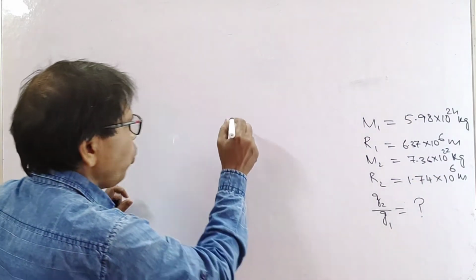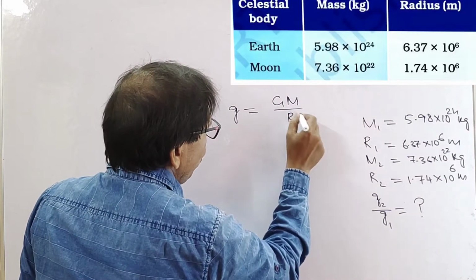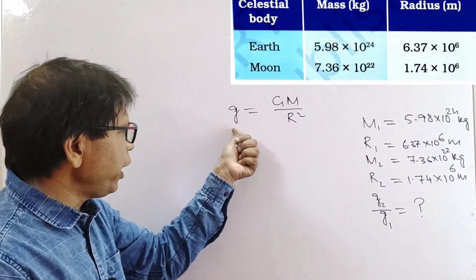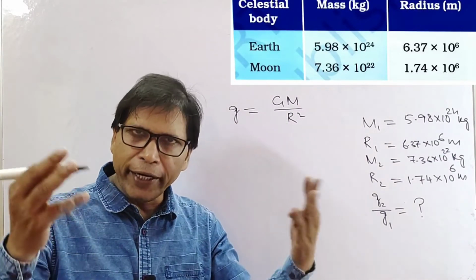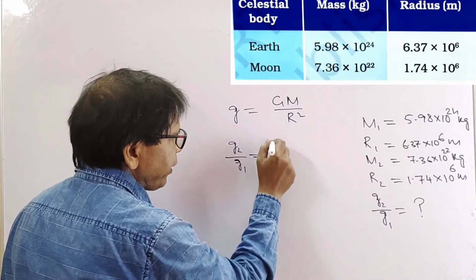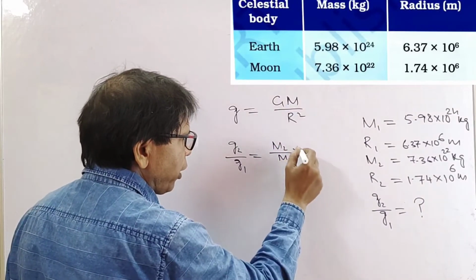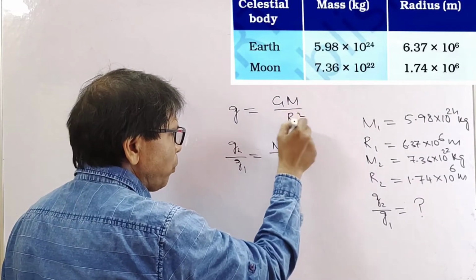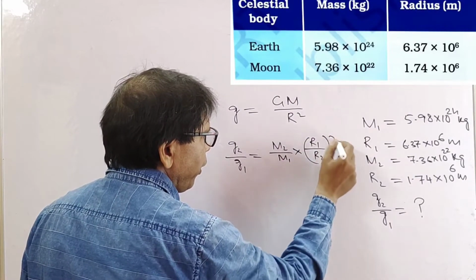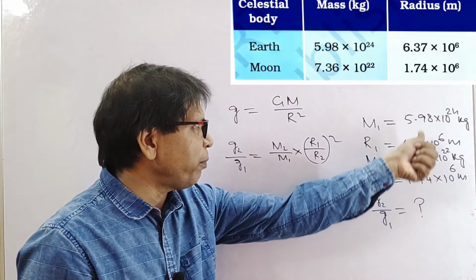We know g equals G M by R square. So g is directly proportional to M and inversely proportional to the square of the radius. Here g2 by g1 is M2 by M1, and as it is inversely proportional, it is R1 by R2 whole square. Now put these values and divide.